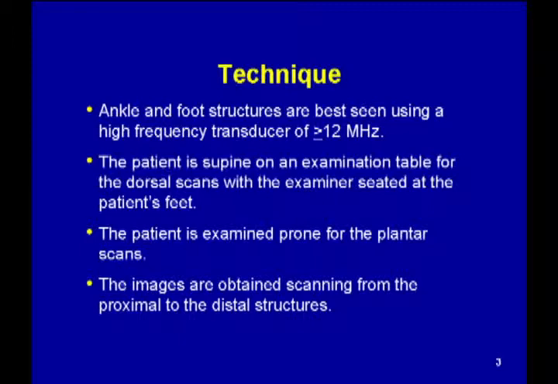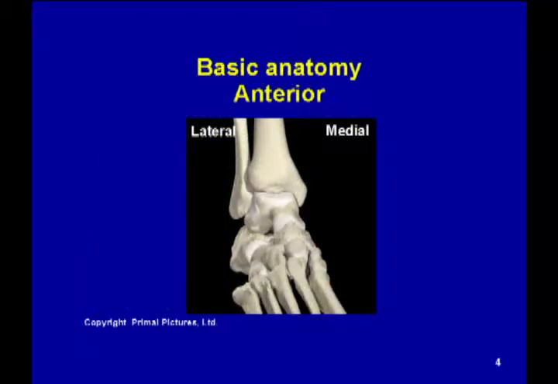As usual, one of the key things for doing ultrasound scanning is patient positioning. For looking at ankle and foot structures, it is best to use a transducer of at least 12 megahertz. The patient is placed supine on an examination table for the dorsal scans, with the examiner seated at the patient's feet. And for the plantar scans, it is best to have the patient examined prone. When obtaining images of the ankle and the foot, it is best to first start proximally and scan distally on the ultrasound. Let's now review some of the anatomy.